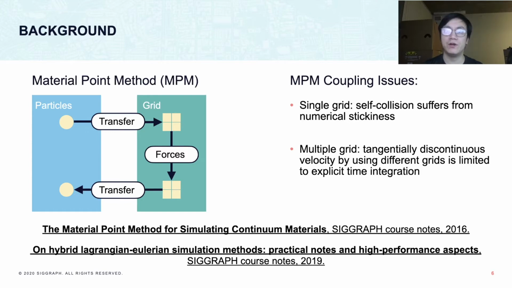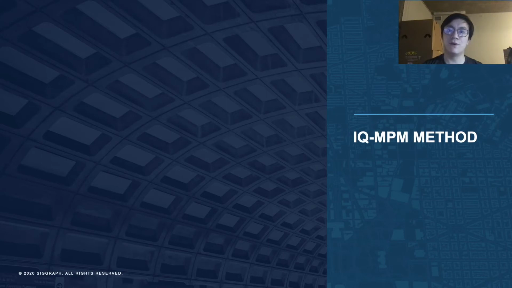If switching to multiple grids for velocity of different phases, there will be inequality constraints, and existing work has been solving it through velocity projection and post-processing. For more details and explanations on MPM, we have these two course notes for reference on our website. Next, let's talk about how IQ-MPM works.